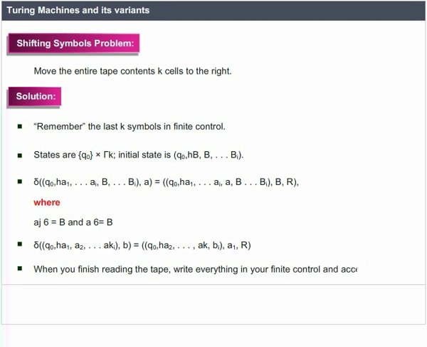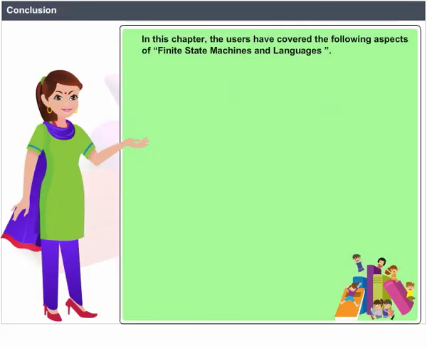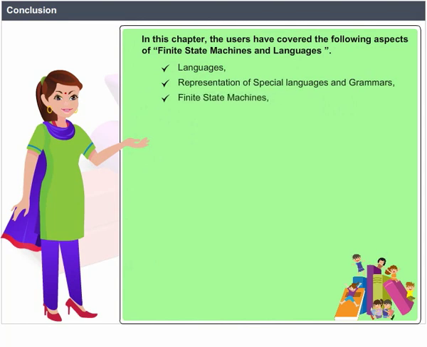Conclusion. In this chapter, you have covered the following aspects of finite state machines and languages. Languages. Representation of special languages and grammars. Finite state machines. Semigroups, machines and languages. Machines and regular languages. Simplification of machines.